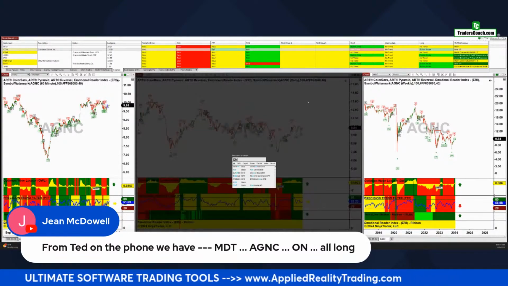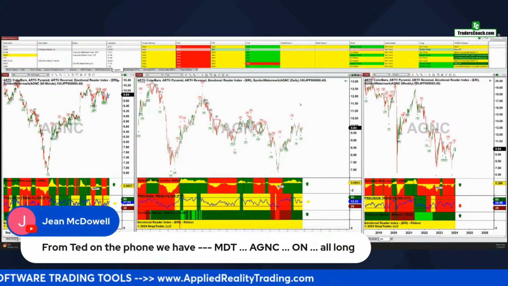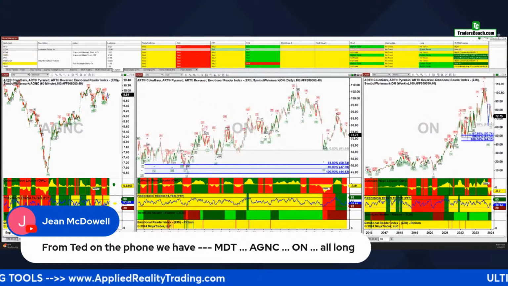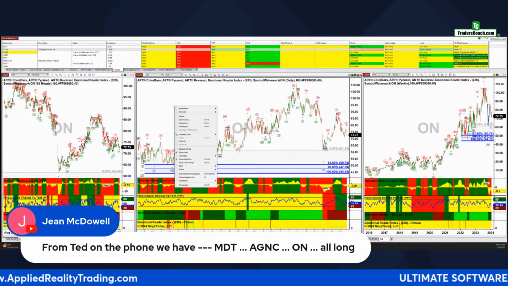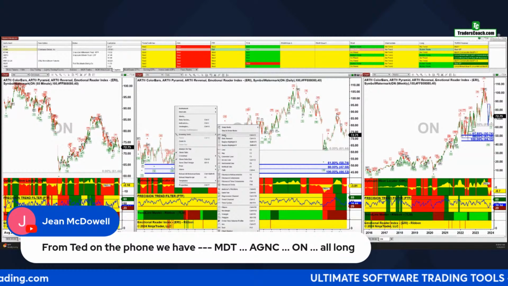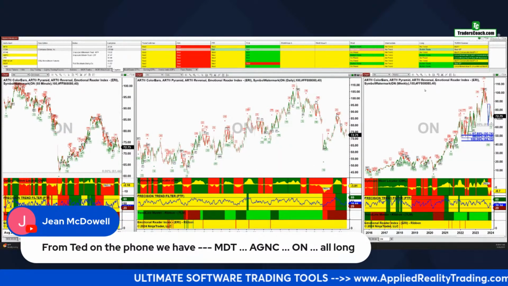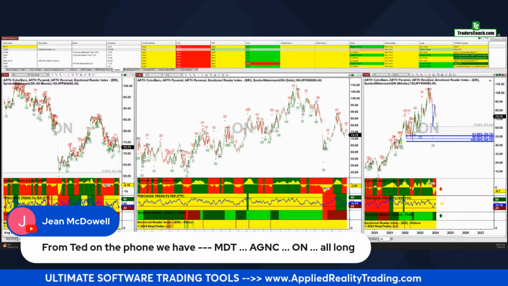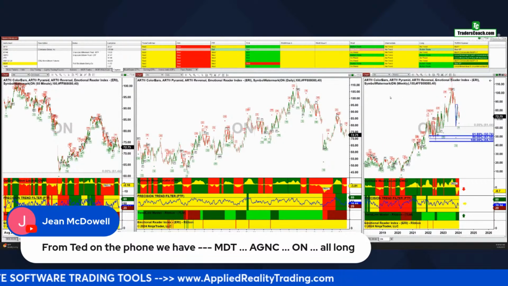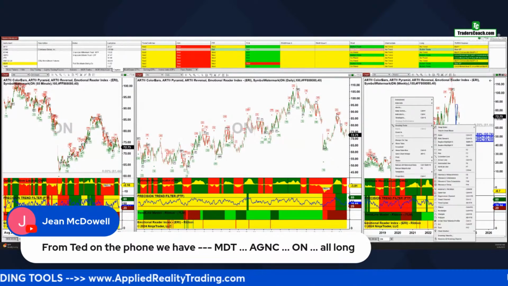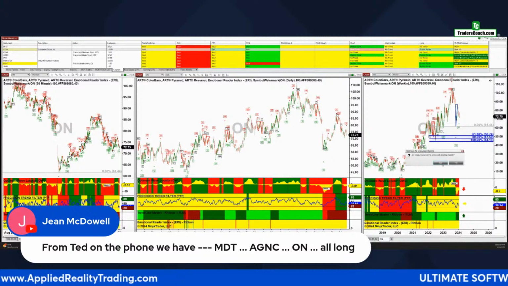Okay? And then your last one, ON here, let's take a look at that one, okay? We looked at this for a pullback a while back, and we got that, but we don't need those retracements anymore. So let's remove all of those. All right, same here. We were looking for this little pullback, and we got it. And then we got the next big move up. So fibs are very powerful, okay?